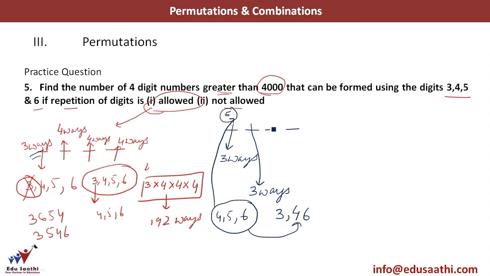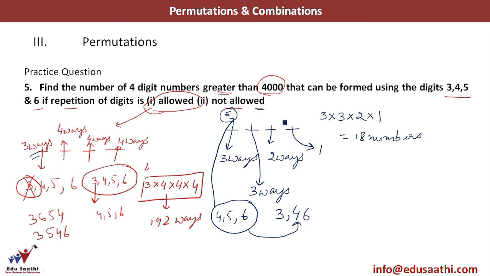So 3 ways. Similarly, for the tens place, I will have only 2 ways because I've already utilized 2 numbers in the thousands place and in the hundreds place. And for this units place, I have just 1 way because there is just 1 digit which is yet to be used. So how many numbers will I have? 3 into 3 into 2 into 1, which gives me 18 numbers, which can be formed if repetition of digits is not allowed.